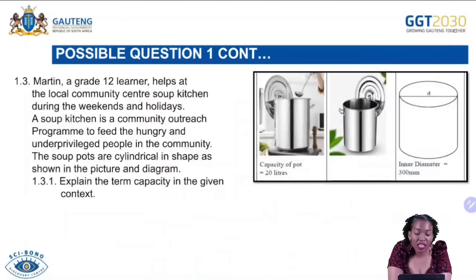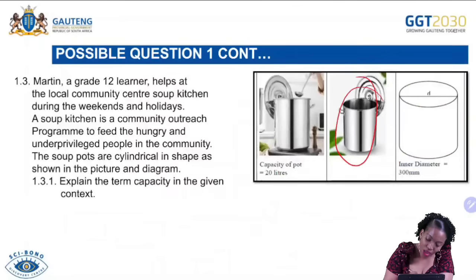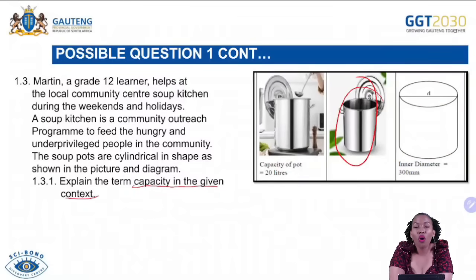Martin, who is a grade 12 learner, helps at the local community center soup kitchen during weekends and holidays. A soup kitchen is a community outreach program to feed the hungry and underprivileged people in the community. The soup pots are cylindrical in shape as shown in the picture and the diagram. As you can see, the shape of the soup pot is a cylinder. Now, 1.3.1, explain the term capacity in the given context.